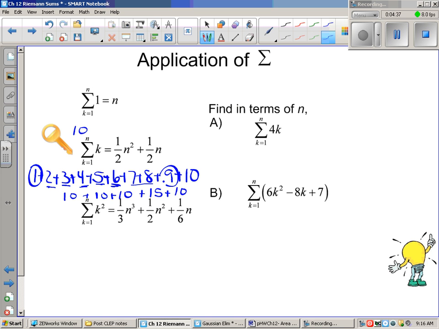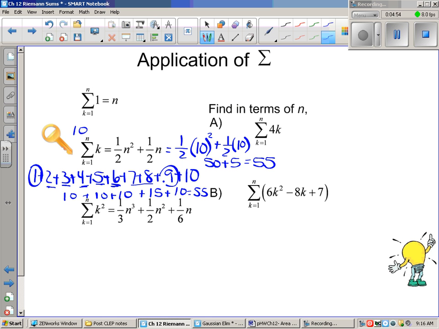So 10, 20, 30, 40, 55. That's what I should get for an answer. Well, let's see if that's what I actually get. That would mean that I do 1/2 of 10 squared plus 1/2 of 10. Well, 10 squared is 100, divided by 2 is 50, and half of 10 is 5.